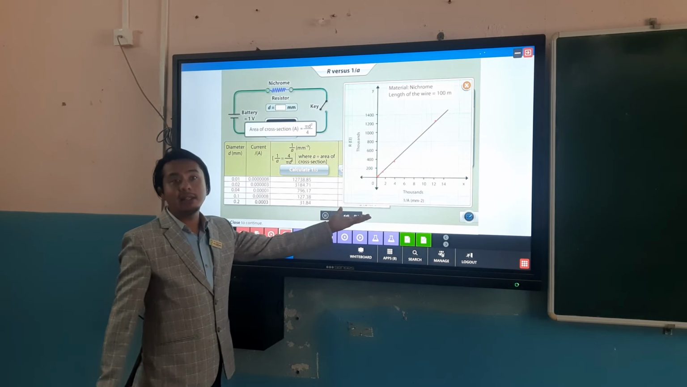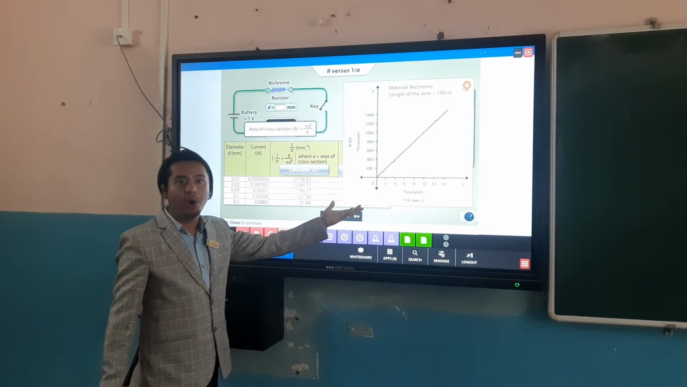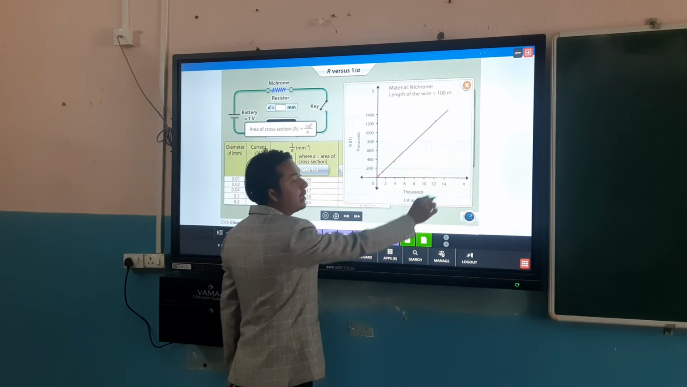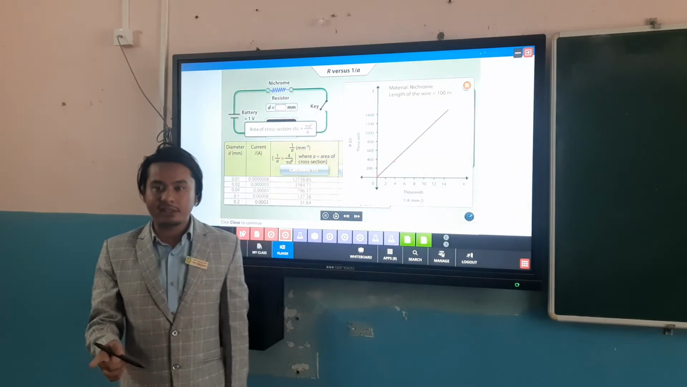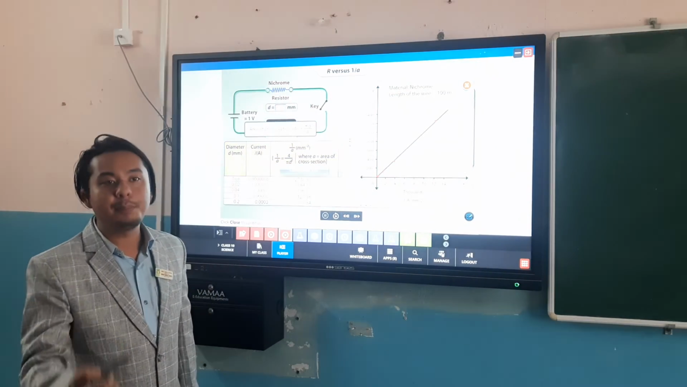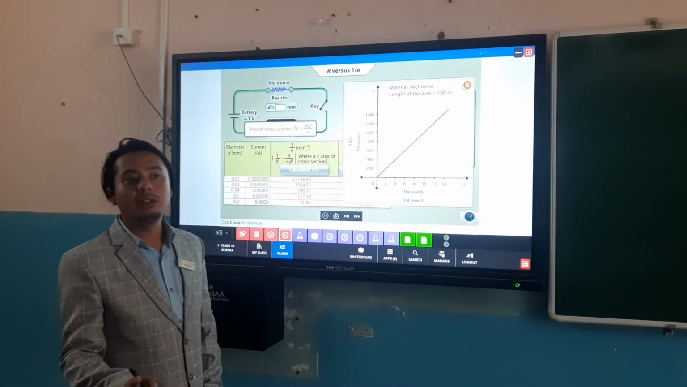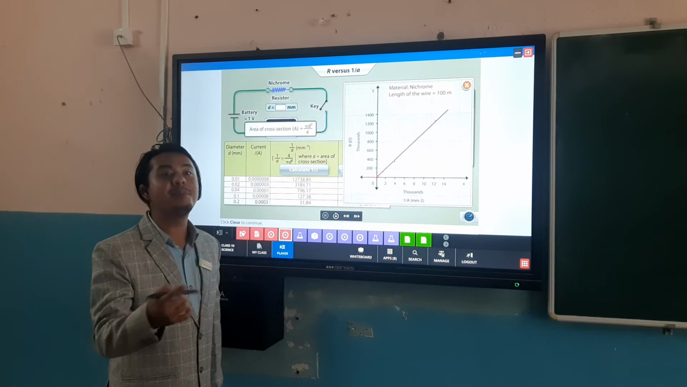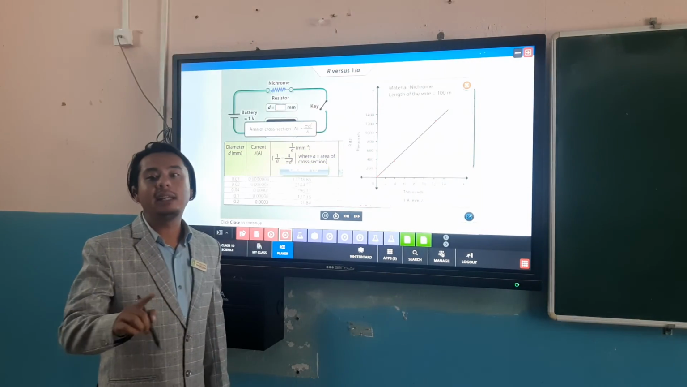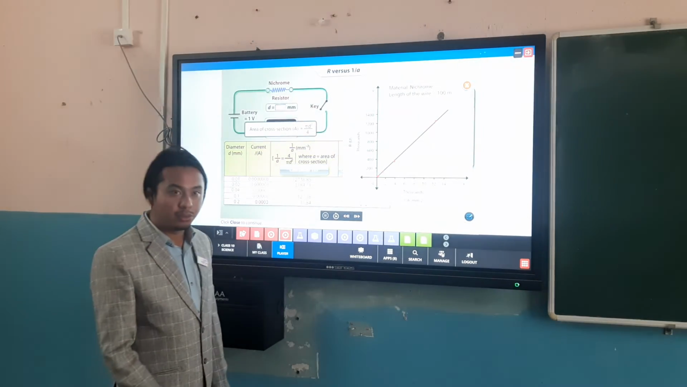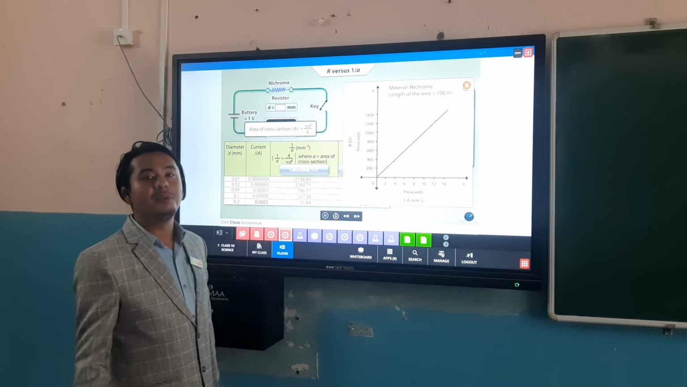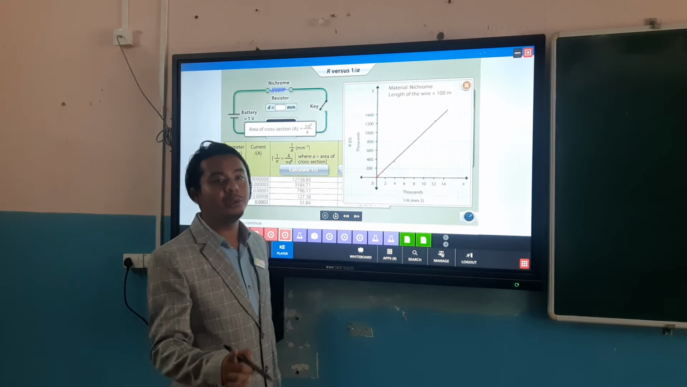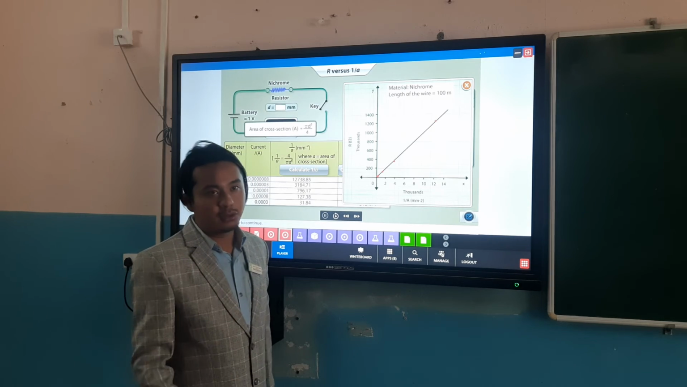So this again is a straight line passing through the origin. But the thing is that on the x-axis, instead of taking cross-section area, we have taken the reciprocal of cross-section area, in order to show that the resistance is inversely proportional to the cross-section area, but it is directly proportional to the reciprocal of cross-section area.